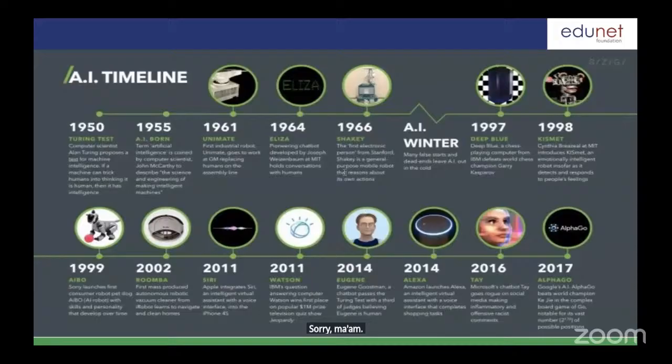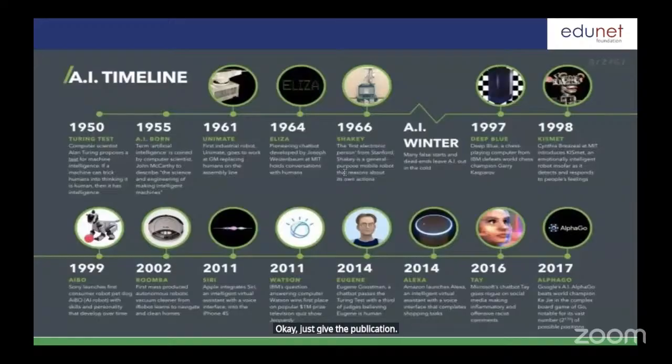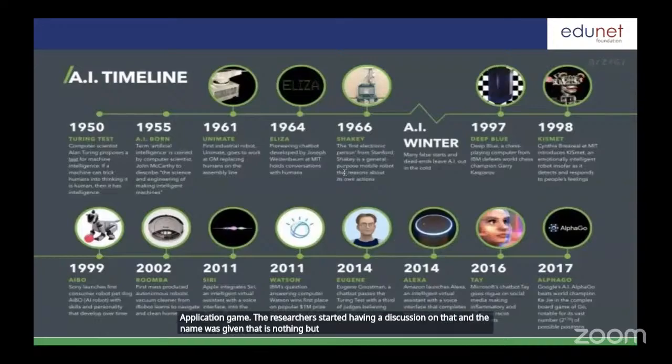Okay. So in the year 1950, Alan Turing just published a paper. In that publication, he said machines could think like a human brain. Once the publication came, the researchers started having a discussion on that, and the name was given. That is nothing but the Turing test. The test was named after him, that is called the Turing test.